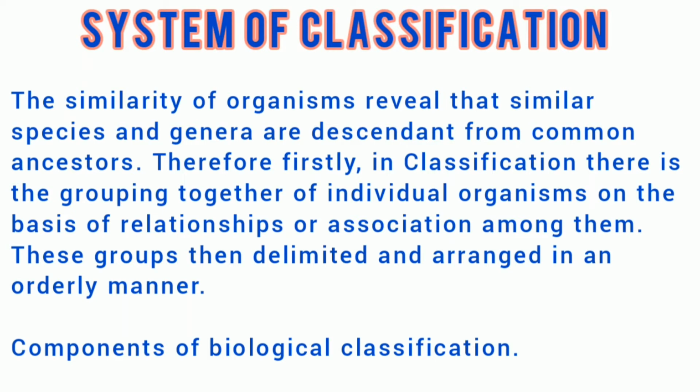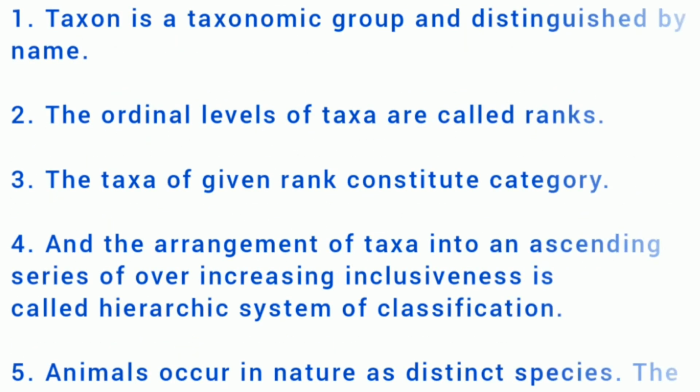Components of biological classification. 1. Taxon is a taxonomic group distinguished by name. 2. The ordinal levels of taxa are called ranks. 3. The taxa of a given rank constitute a category. 4. The arrangement of taxa into an ascending series of ever-increasing inclusiveness is called a hierarchic system of classification.